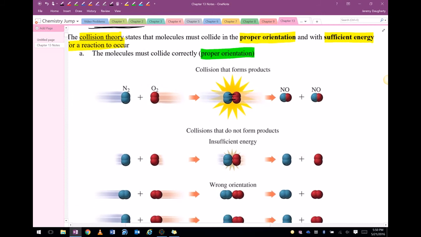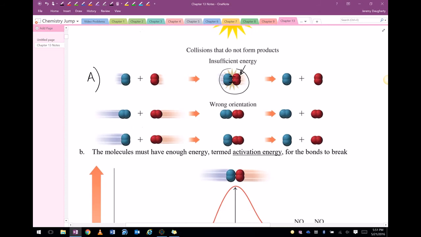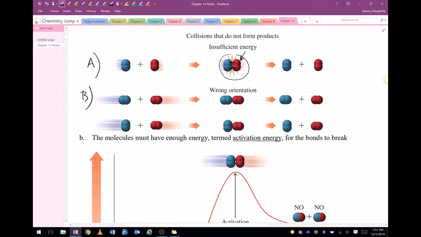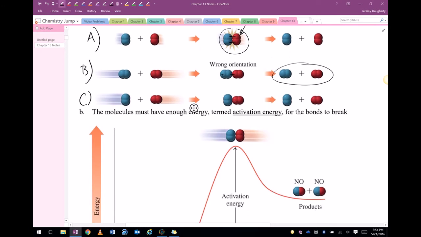Right? So what happens if they don't have enough energy? Well, in this situation, A, they don't have enough energy. So they collide correctly, nitrogen, oxygen, but they don't have nearly enough energy, so they just bounce off of each other. They have to have enough energy for the nitrogen bond to break and for the oxygen bond to break. Okay? In reaction B, they collide with the wrong orientation. There's one nitrogen-oxygen collision, but not this second one. And so again, they're just going to bounce off of each other. And so in C, again, incorrect orientation, so they're just going to bounce off of each other.